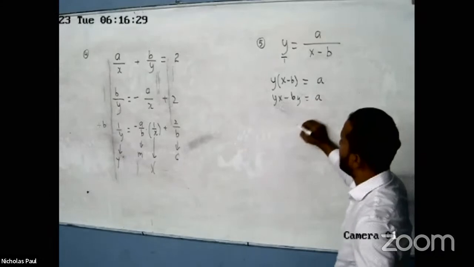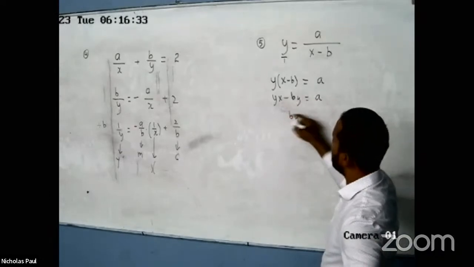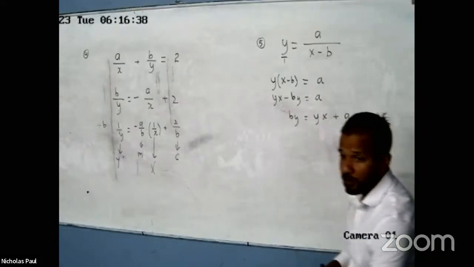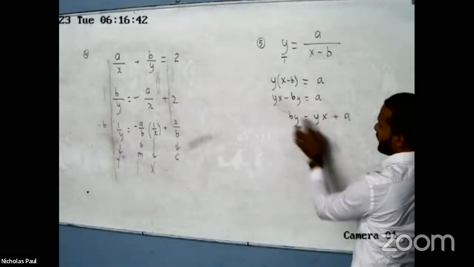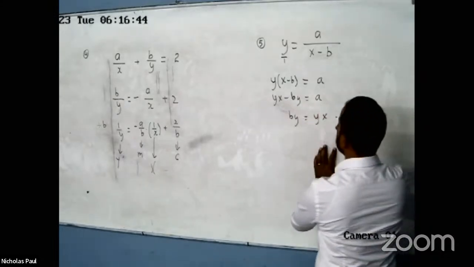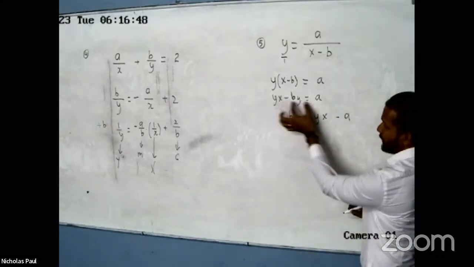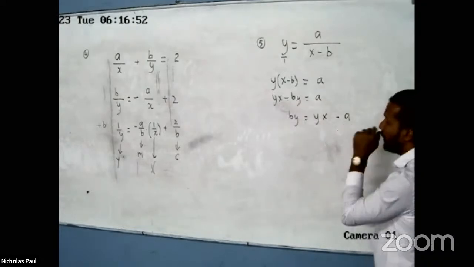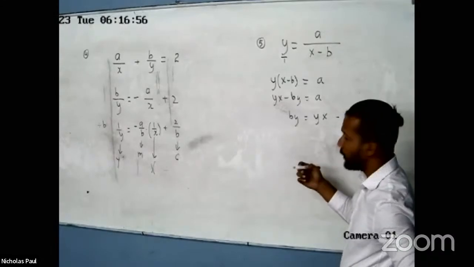So I can just try and switch them around. So I'll get by, I'm moving this here and I'm moving that there, is equal to yx minus e. Right? So I move the by on this side, I move the a there. So I take the minus by, bring it here. I take the a and bring it here. Right. So let's check and see what could work.